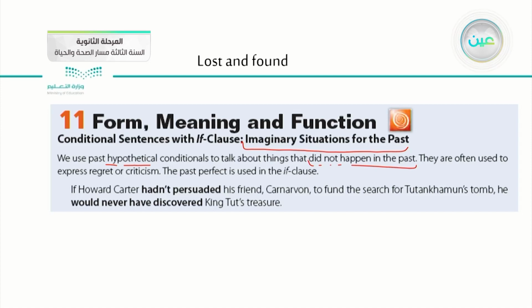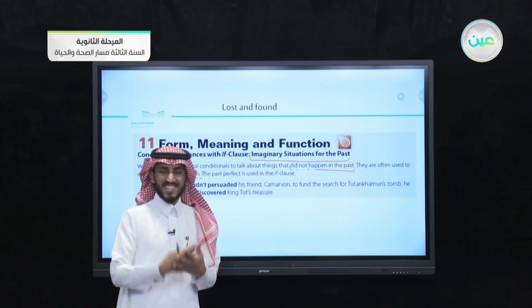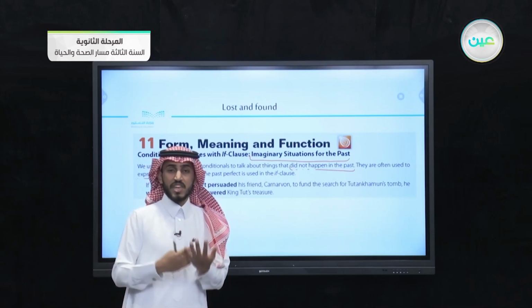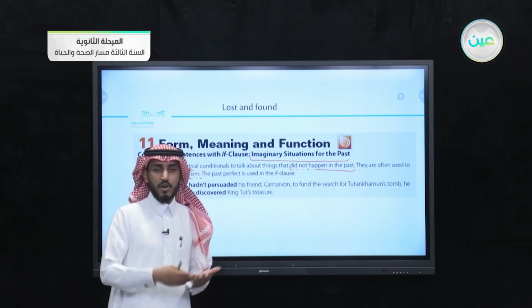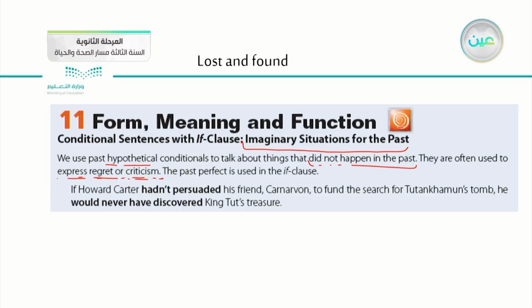It didn't happen. They are often used to express regret or criticism. We use this way if we want to show our regrets about something in the past, something we wish that we've done or something we wish we hadn't done, okay? The past perfect is used in the if clause. The sentence has two clauses, the if clause and the other clause.